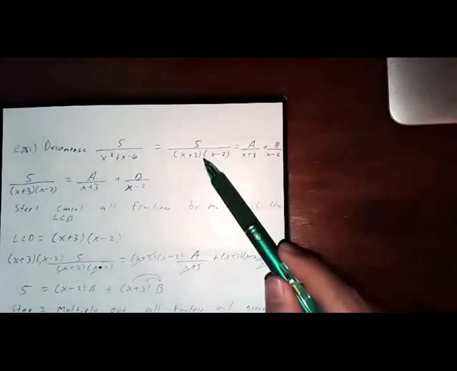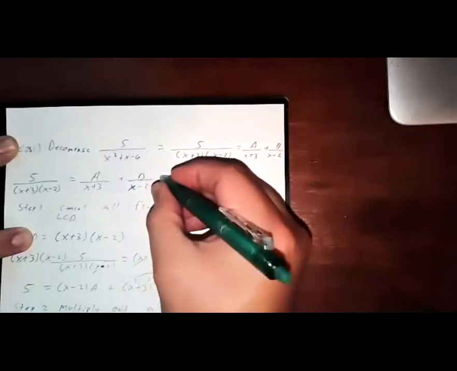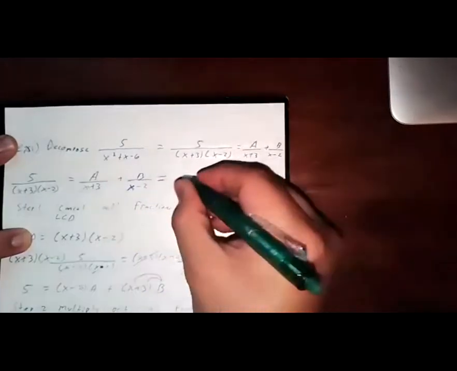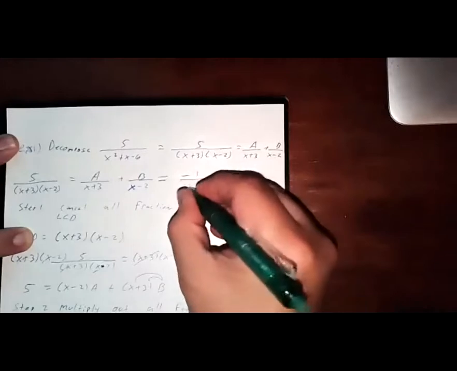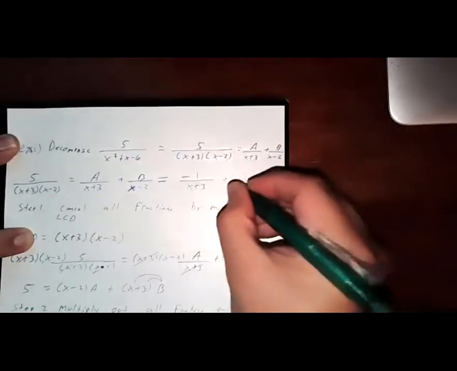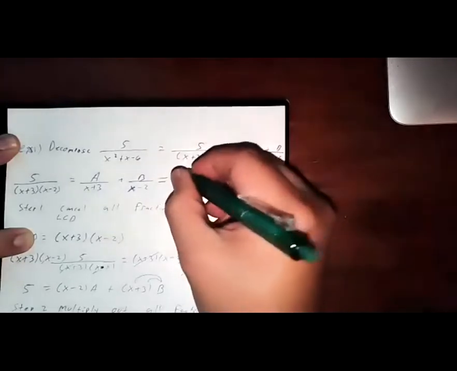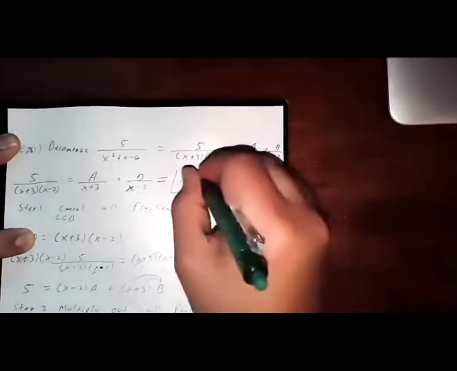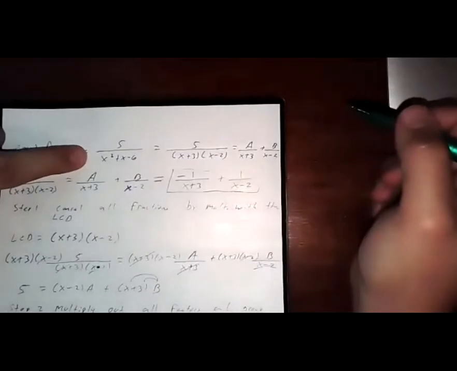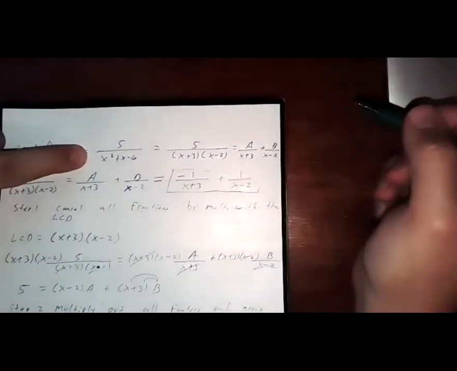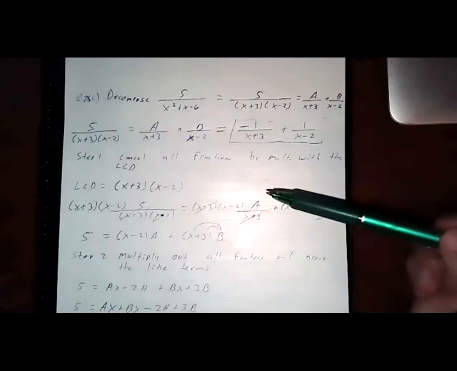Remember, the whole goal of all of this is to decompose the original question into 2 fractions with some numbers. So the answer will be right here: -1 over x plus 3 plus 1 over x minus 2. This is the decomposition of 5 over x squared plus x minus 6. So all of this is just to find these 2 numbers so I can separate a fraction.